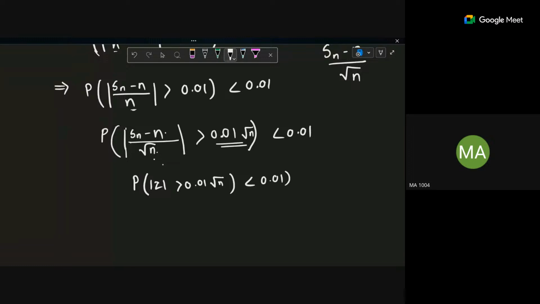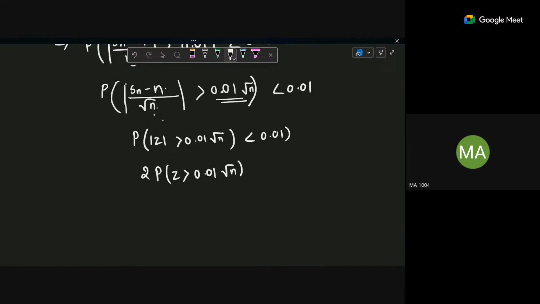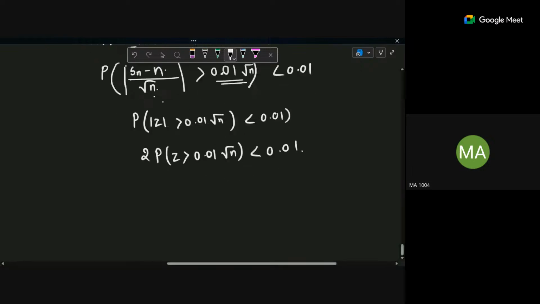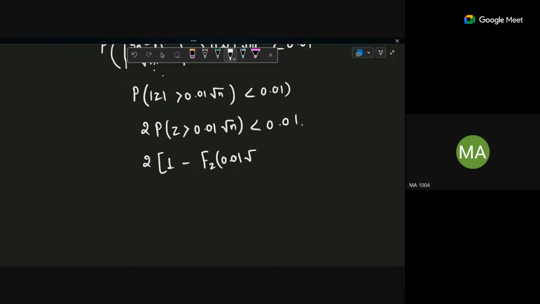Is it fine if I write z? Yes, ma'am. Now it's a modulus z, so we just double it. Probability z greater than 0.01 square root n. Now this will be 1 minus Fz of 0.01 square root n.